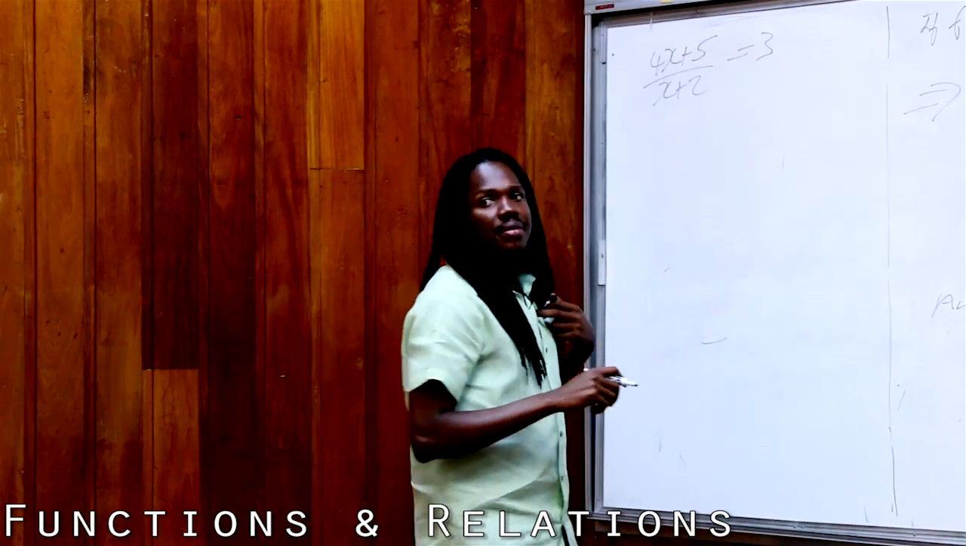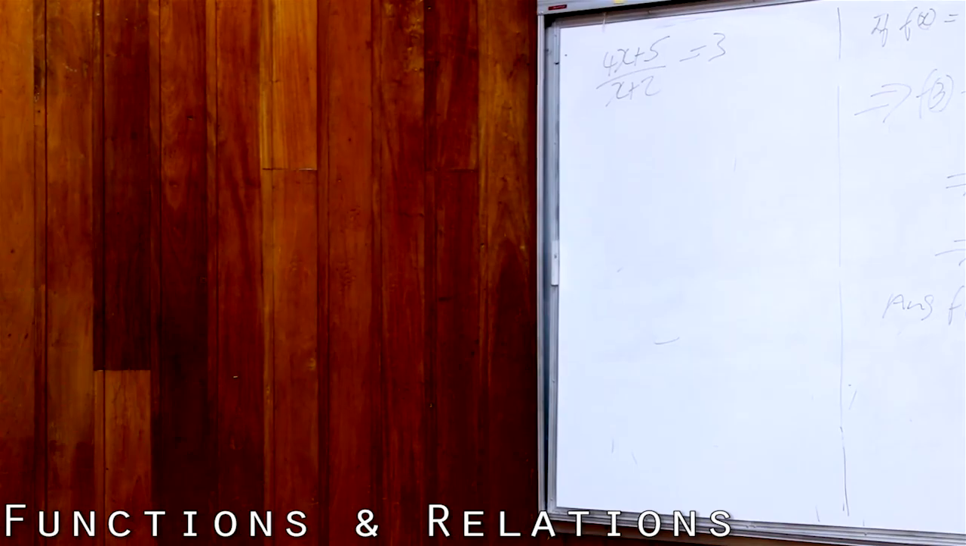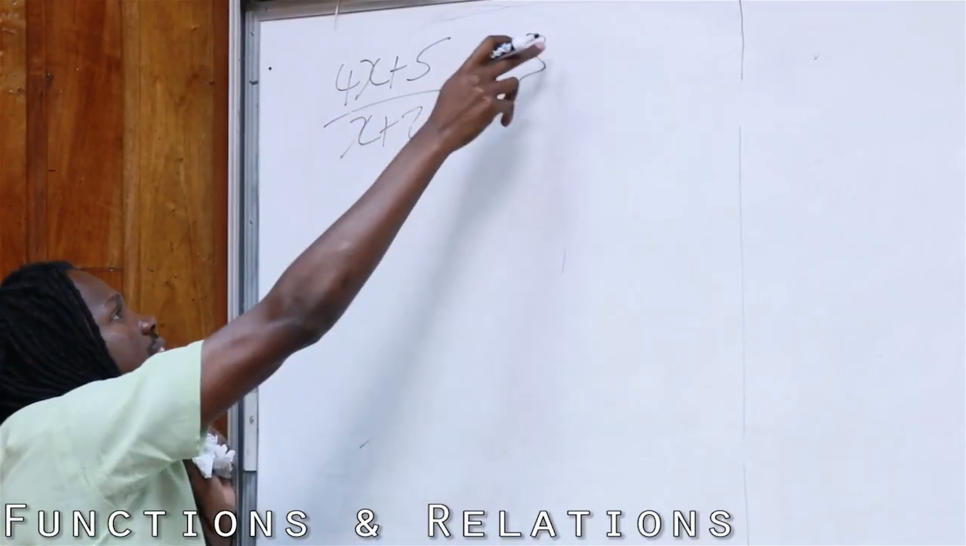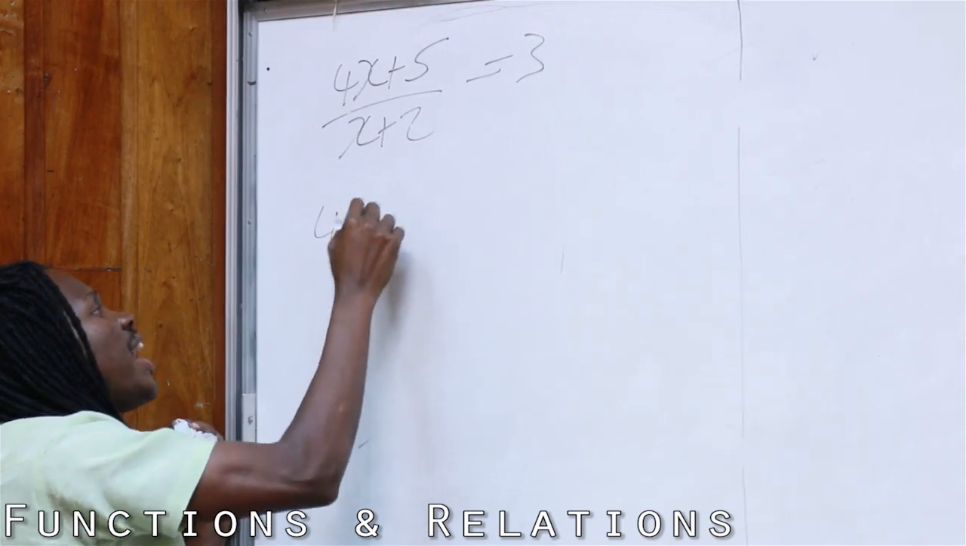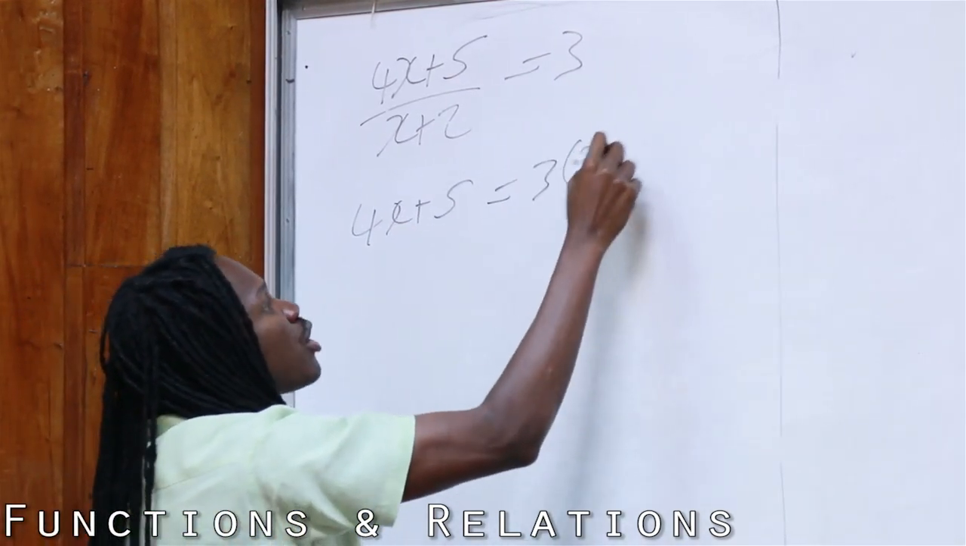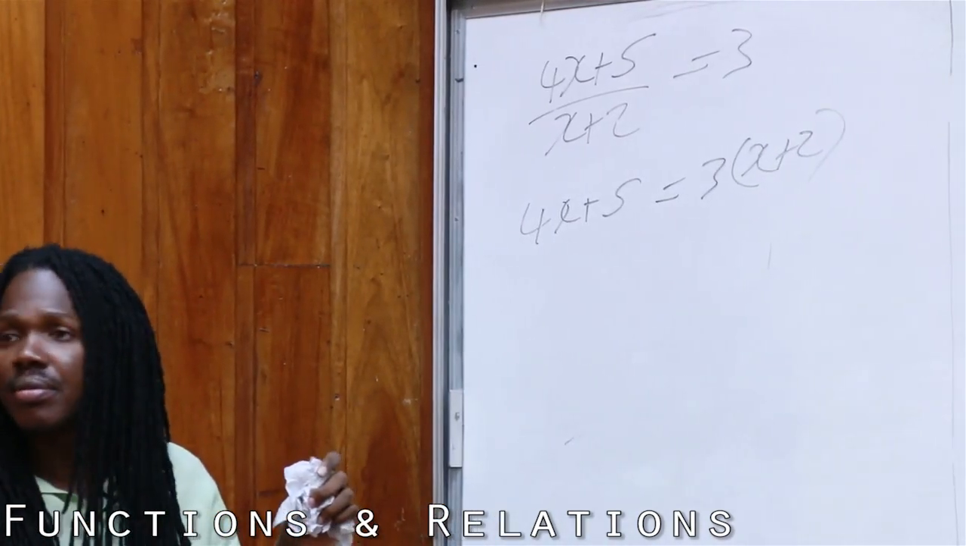Find x. Watch this. We want to get rid of this from below the line, so I carry it above the line. So 4x plus 5 equals 3 bracket x plus 2. Everybody see that?